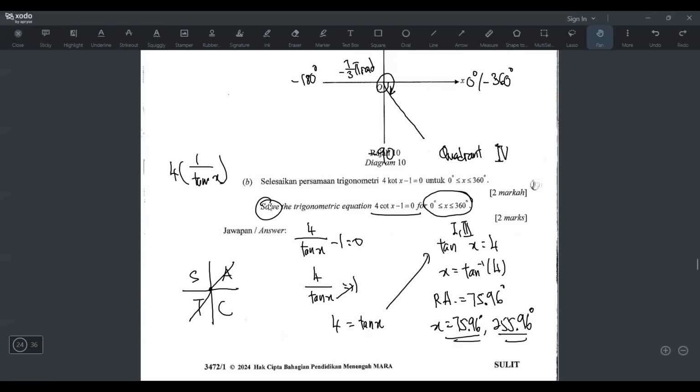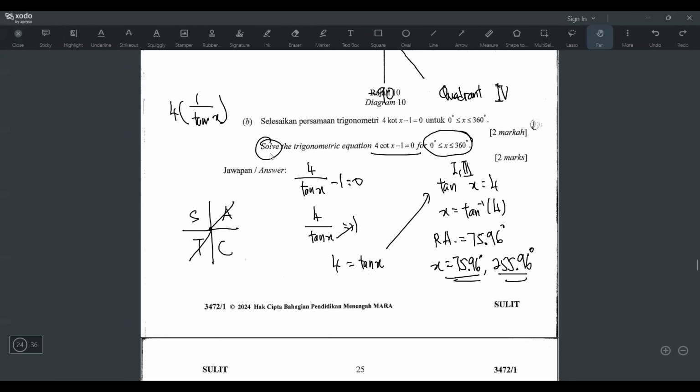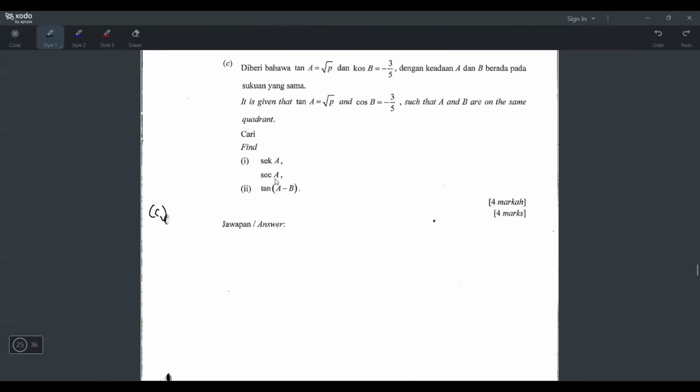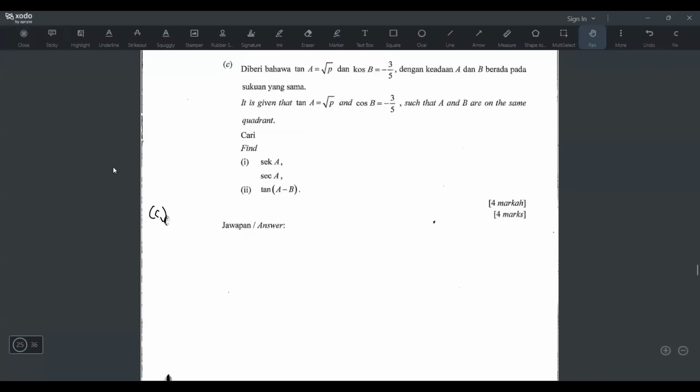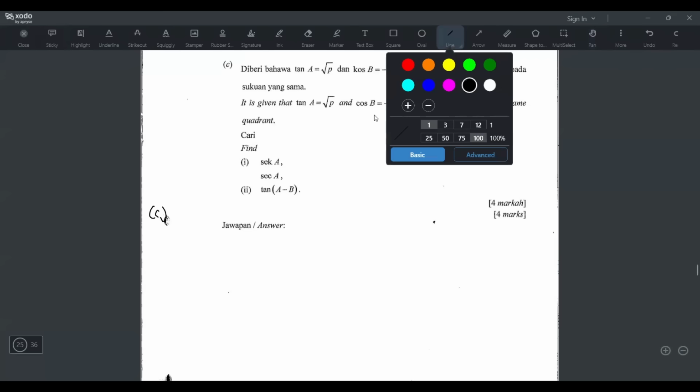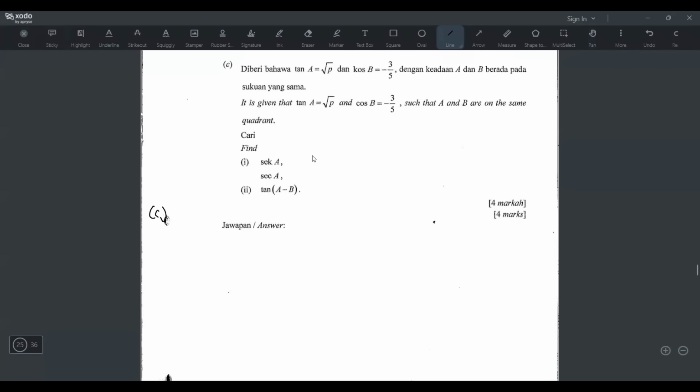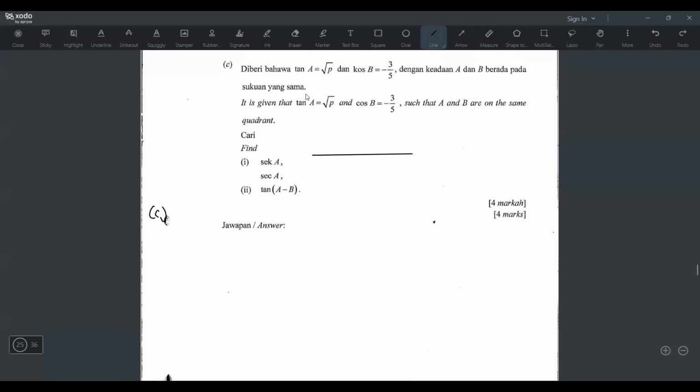But why in the last question I never drew is because they asked us to solve. They asked us to find x, right? This question, they never asked us to find x. They asked us to find sec A and then tangent A minus B, right? So this question requires us to draw it out. We actually have to draw. So what I will do now is draw. Because if I don't draw, I can't label this information, right? That's why I have to draw.